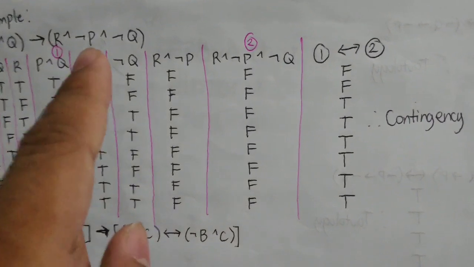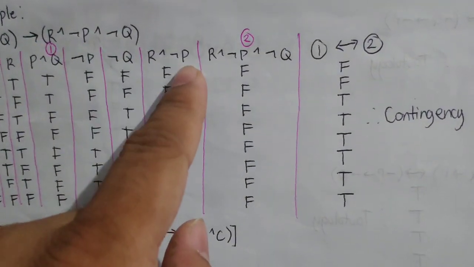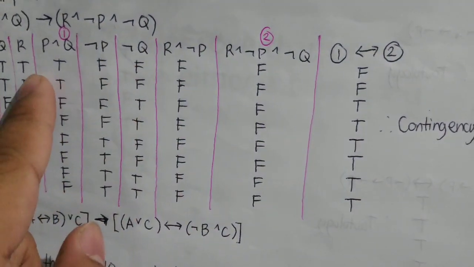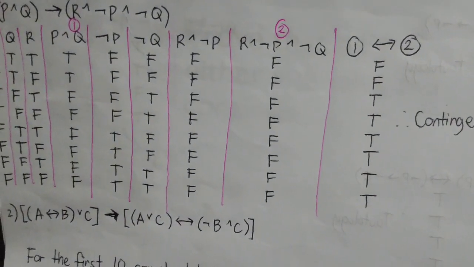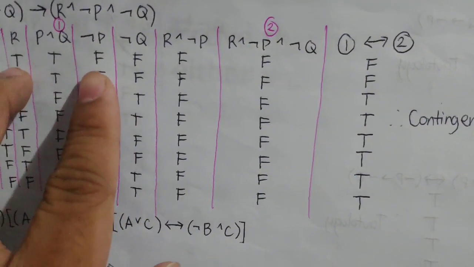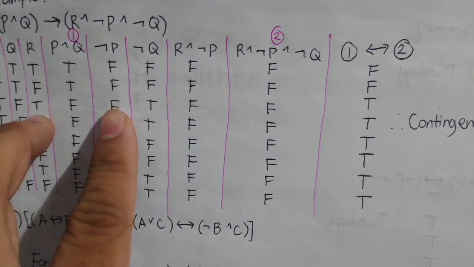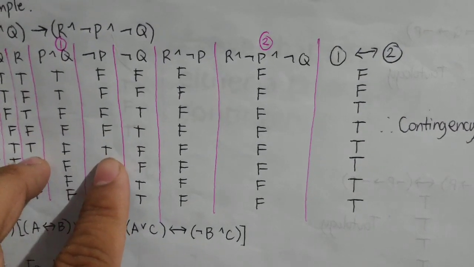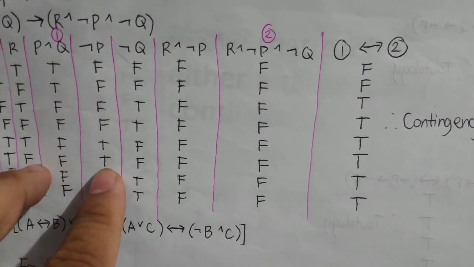Then for the second part, you still need to get the conjunction of R and the negation of P. Again, for them to be true, R and the negation of P will need to be both true. So you have true, false, therefore false; false, false, false; true, false, false; false, false; true and true, therefore true; false and true.